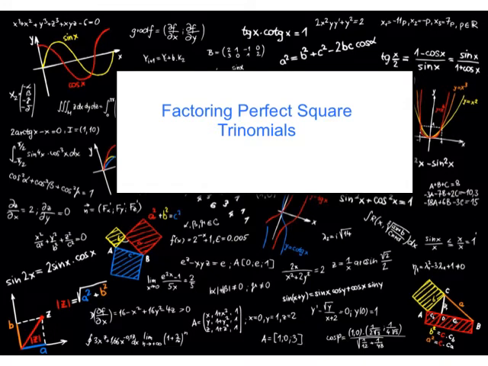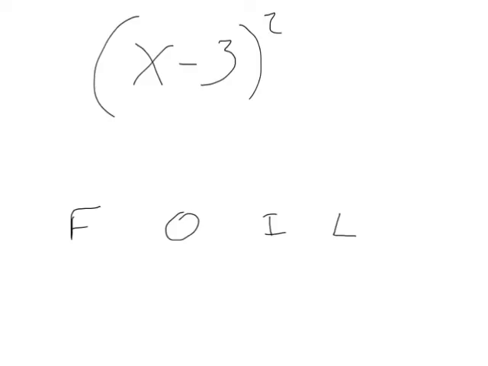Welcome. This video is intended to help you recognize and factor perfect square trinomials with ease. So let's look at first a couple of things that you should remember from the last time we worked on polynomials. As we look at what we did in the past, we have here (x minus 3) quantity squared, which we should remember means we're going to take x minus 3 and multiply it times itself, x minus 3.